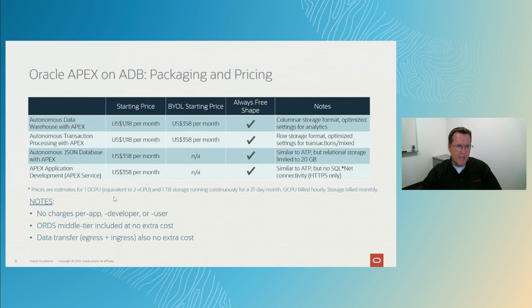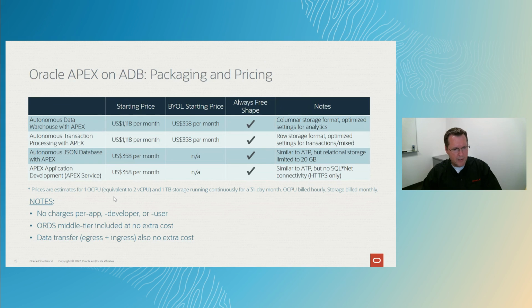This is a quick look at the pricing and packaging. These are starting prices for 1 OCPU, which provides 2 execution threads and 1 terabyte of storage for the different flavors of Autonomous Database. And you can see the specialized services are a little bit less expensive in exchange for focusing on those more specialized use cases. You do get significant discounts for bring your own license. And we do have some always free shapes available for each of these things that you can start with.